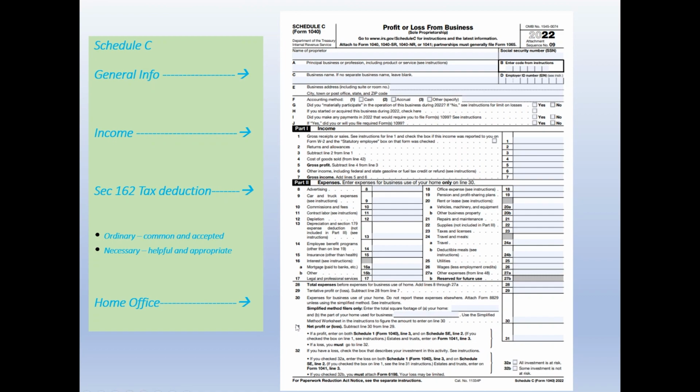Line 31 is the total income or loss from Schedule C. Let's talk about that in a summary. You get a 1099-NEC, you report it on line 1. Then you have all the expenses which you had to incur in order to make that income. You report them in part 2 right here. So you end up with line 31, a net income. That net income is going to be reported in your 1040 income tax return.